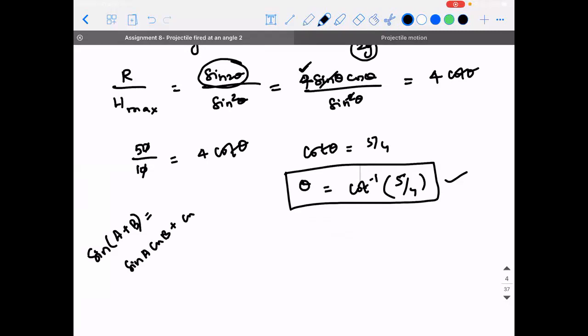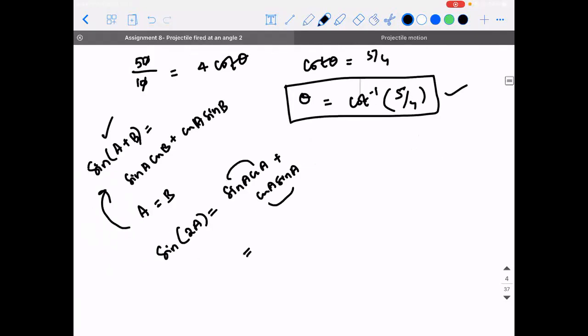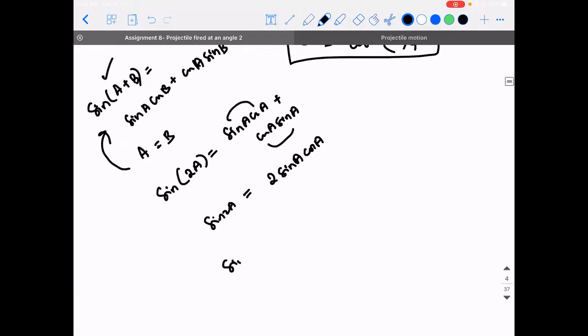Okay. So do you guys know this formula? Sin A cos B plus cos A sin B. Have you learned this formula? Yes, sir. If I put A equal to B in this, what will happen? Sin of 2A will be equal to sin A cos A plus cos A sin A. So sin A into cos A plus sin A into cos A is 2 times sin A into cos A. This is sin 2A. So what did you ask? You asked me whether sin 2A is the same as 2 sin A, correct?